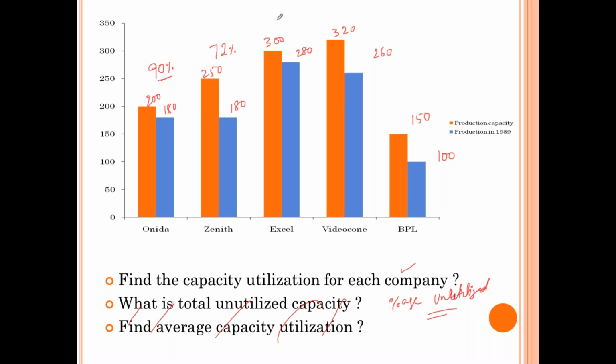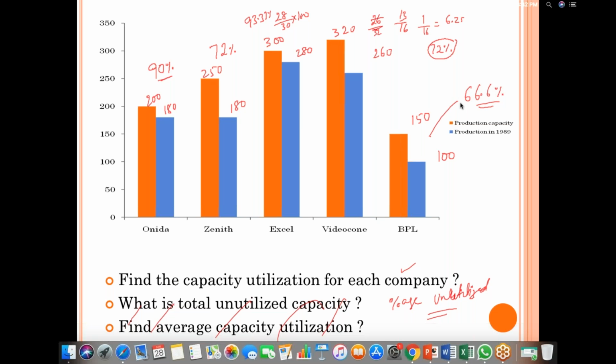If you take 280 upon 300, this is approximately 28 upon 30 into 100, which is 93.33%. Then 260 upon 320, so you cut it out here. It can be 325 also, but we'll take 320. This is 13 upon 16. So 1 by 16 is 6.25. So this is approximately 72, 73%. Then this is your 66.6%. Got it. Good.